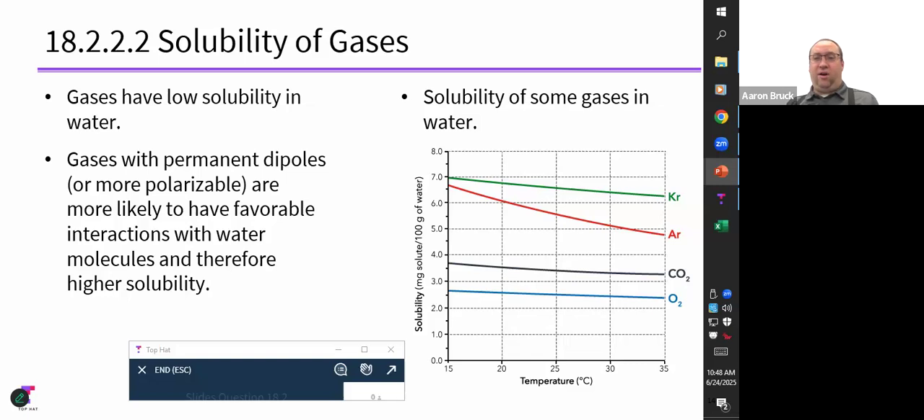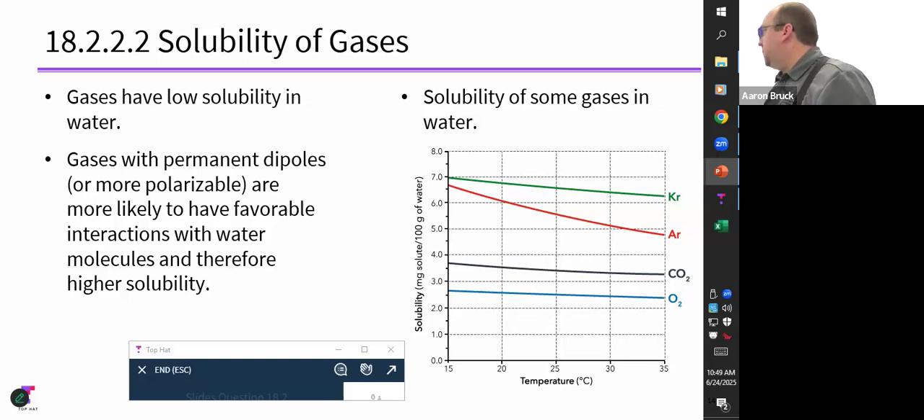Now, some of them do better than others in terms of solubility, but that generally is just a description of their intermolecular force. So the reason krypton and argon are better than carbon dioxide and oxygen is they have better London dispersion forces because they're bigger. For polar molecules like sulfur dioxide, we do see better solubility because it is polar. Ammonia is really good at dissolving in water because it's polar. But for the vast majority of gases, solubility is not very great.